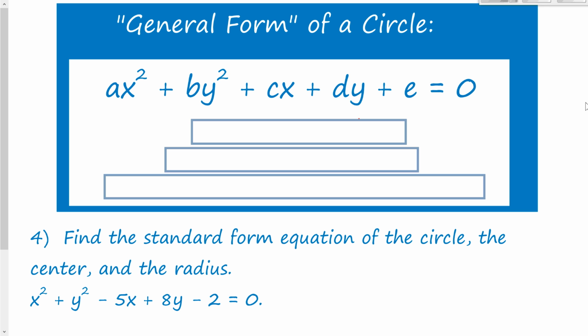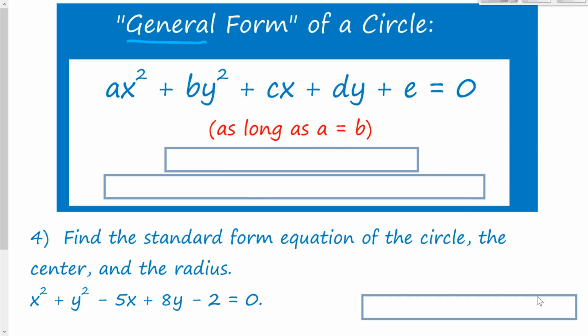So let's talk a little bit more about general form, because general form looks the same for all of your conic sections. They all have a unique standard form, but general form is always like this. You have your x squared term, you have your y squared term, you may or may not have an x term, you may or may not have a y term, you have your constant, and then it equals 0. And you're always going to put the terms in that order.